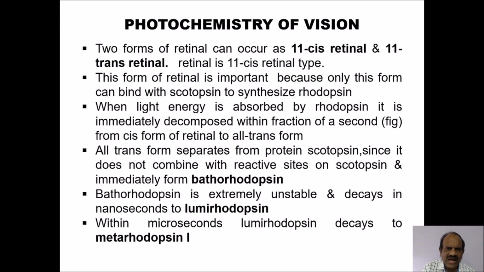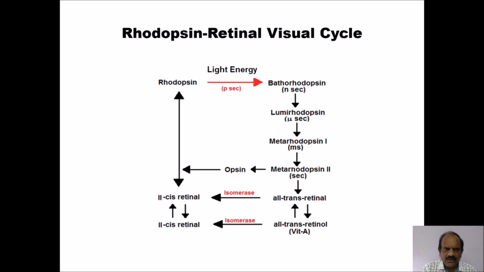Beta-rhodopsin is extremely unstable and decays in nanoseconds to lumi-rhodopsin. Within microseconds, lumi-rhodopsin decays to meta-rhodopsin. Now just take a look at this figure. It shows the rhodopsin-retinal visual cycle.